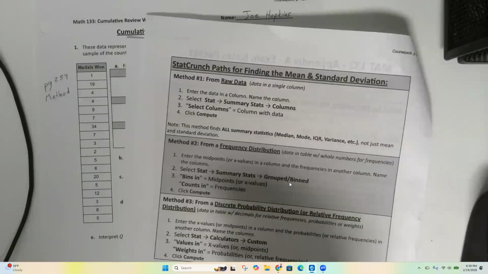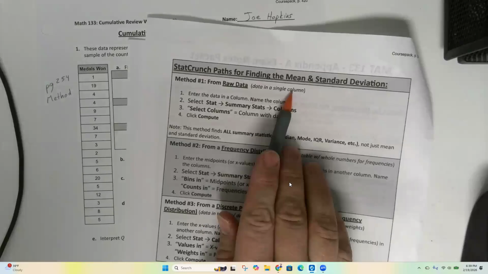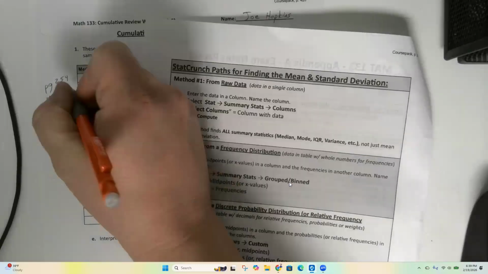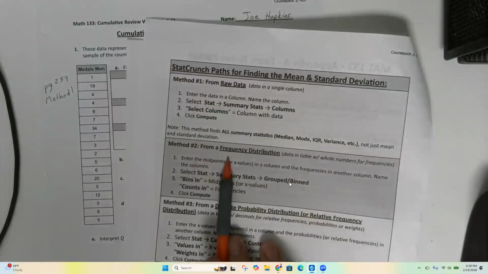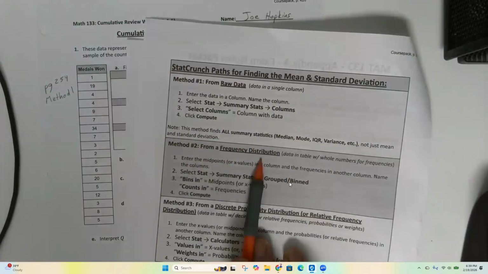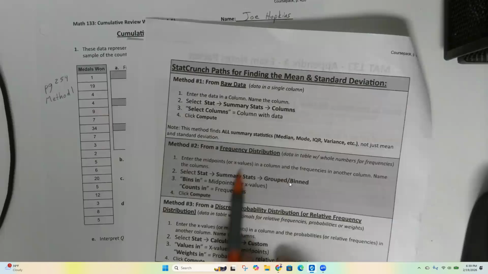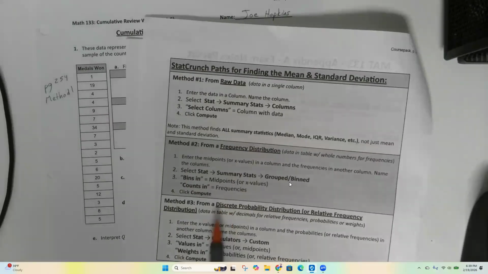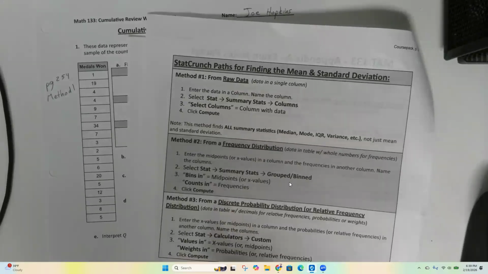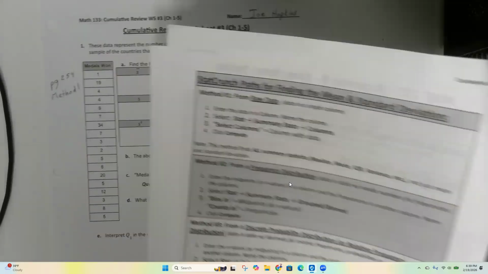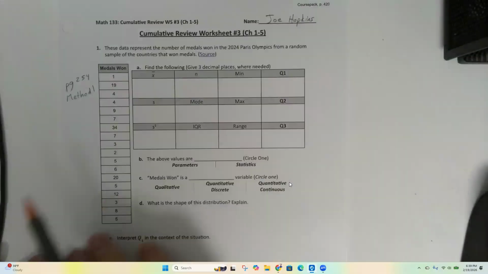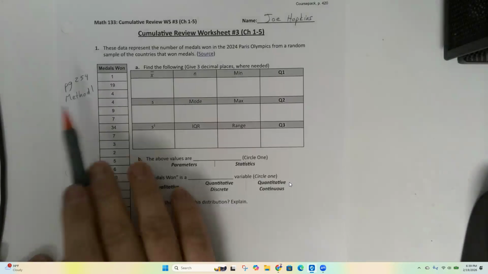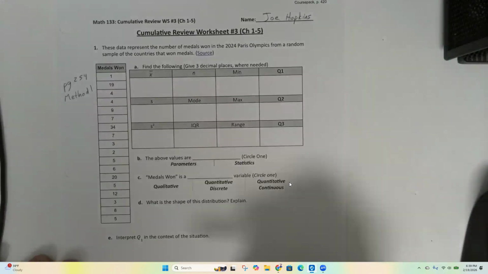Yeah, method 1. So method 1 is if you have data in a single column. So we're going to be doing method 1. I have 1 column here. If we had a frequency distribution where we have our class midpoints, that would be this one, okay? And then probability distribution is from chapter 6. We'll take a look at that on Tuesday, okay? On test day, I'm not going to have hints for you, so you need to know which method to use depending on what you're given, okay?